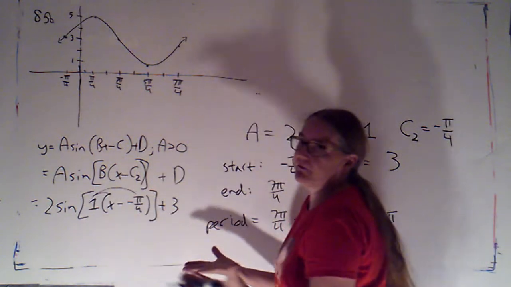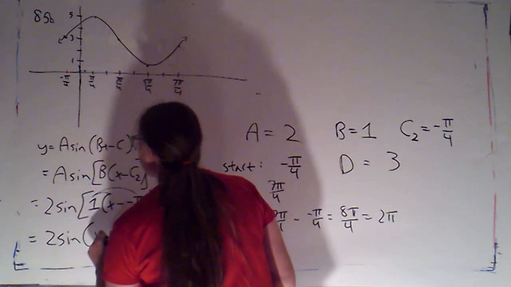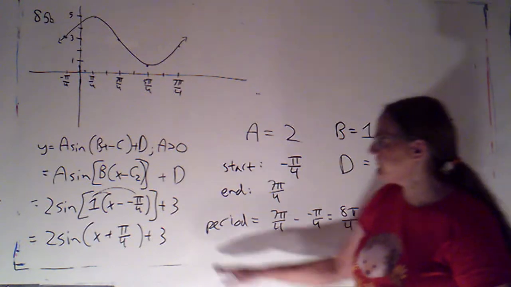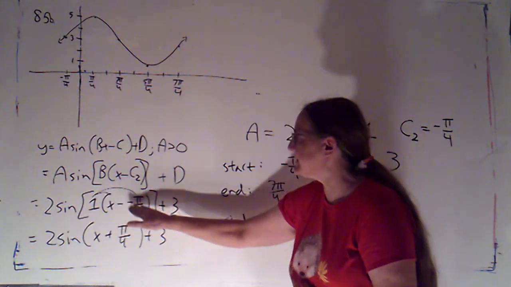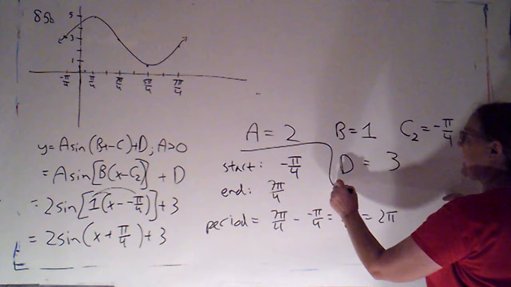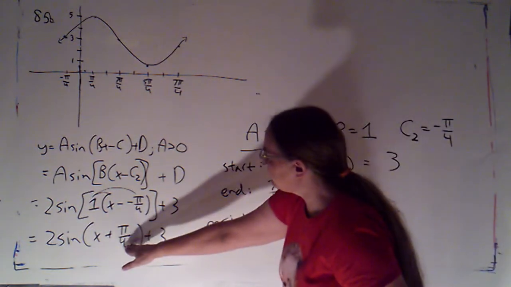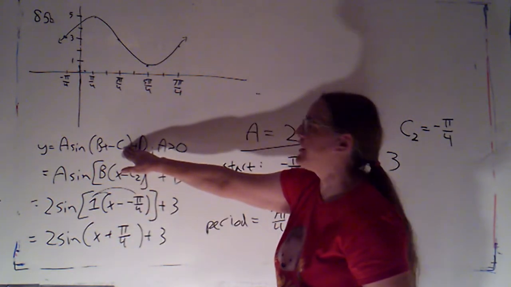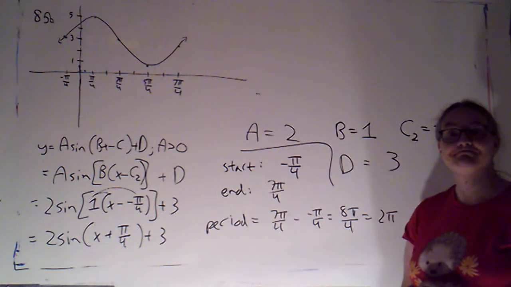Distributing the 1 makes it kind of unnecessary. So I'm just going to simplify this and say this is 2 sine of x plus pi over 4 plus 3. Totally fine to go ahead and simplify that so that I'm not literally writing in the 1 and minus the negative pi over 4. But you'll notice that I've also told you what my A, B, well, C2 and D were. Okay. So if I were looking at this, adding pi over 4 is equivalent to subtracting negative pi over 4. So C is also, in this case, negative pi over 4. Good stuff.